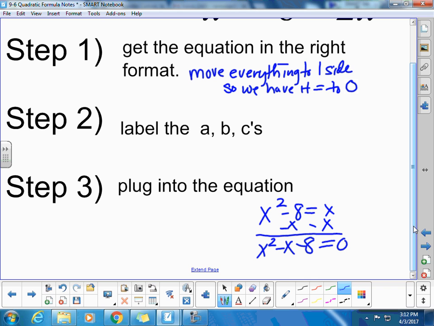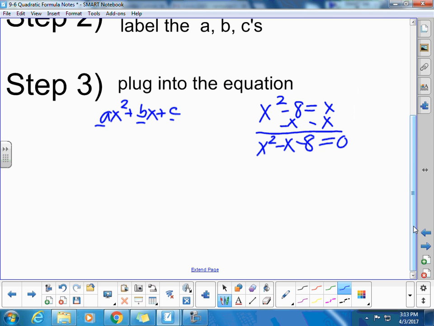And the generic formula for a quadratic is, remember, ax squared plus bx plus c, where these a's, b's, and c's are just the numbers, in a and b's case, the numbers that are with those x squareds and x's. So if I'm going to label my a, b's, and c's, a in this case would be 1. My b is going to be negative 1. And my c will be negative 8. So a's, b's, and c's.